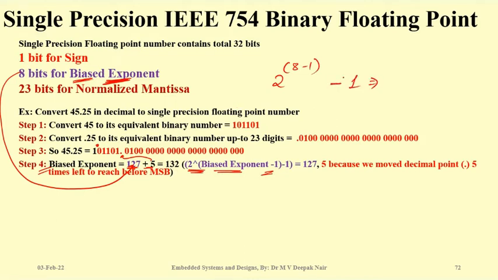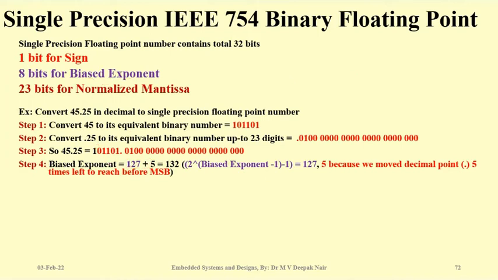This will give you 2 to the power 7 minus 1. 128 minus 1, you will get 127. Got it? So you have now 127 plus 5. You will get 132. Okay. So clear up to this part? Anyone having any difficulty up to this part?